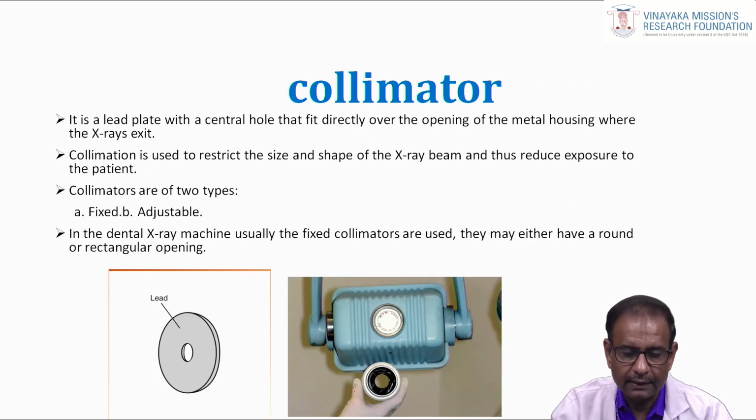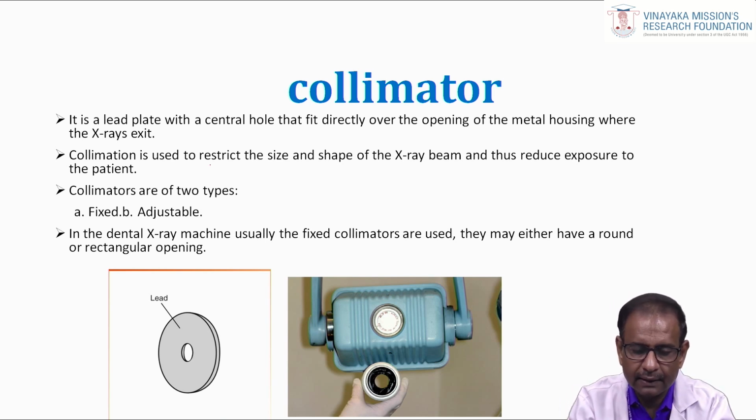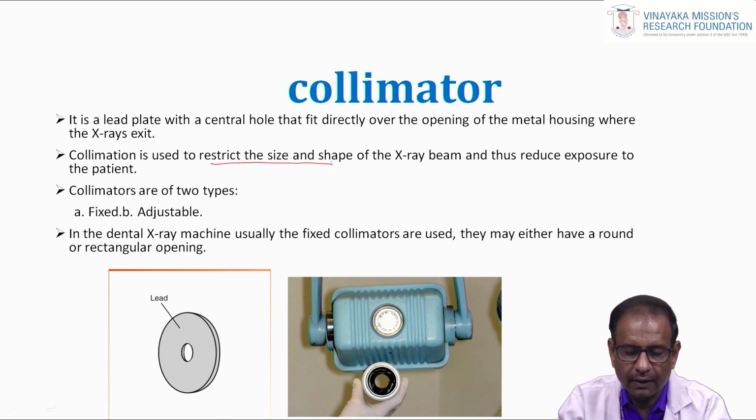Then another thing is the collimation. The collimator is made of lead. It is a lead plate with a central hole that fits directly over the opening of the metal housing where the X-ray exits. The collimator is used to restrict the size and shape of the X-ray beam, in a rectangular or circular shape. We have to reduce it in order to reduce the exposure of the patient. That's why they restrict the size of the beam to the size of the film.